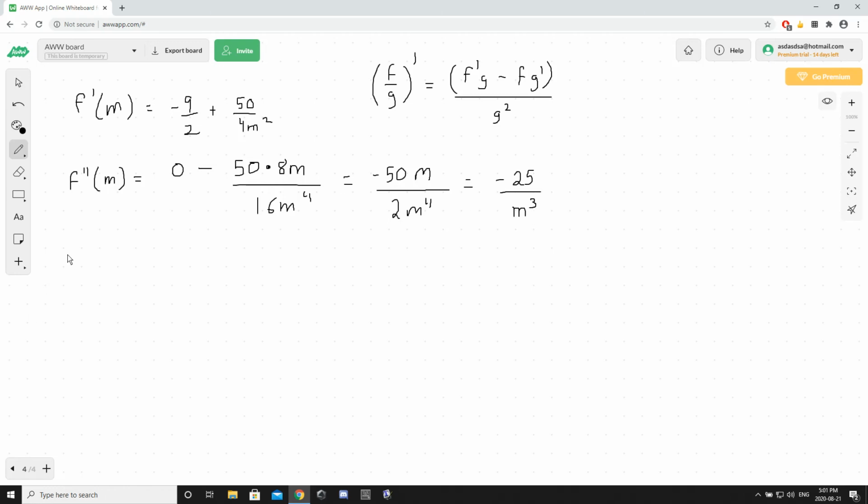Okay, so this is really neat. We've just figured out the second derivative of our equation of the area, right? That second derivative is equal to what we just wrote over here. So -25 over m cubed. Okay. Now here's the thing with second derivative. Oh yeah, that's cubed. Okay. So here's the thing with second derivative.